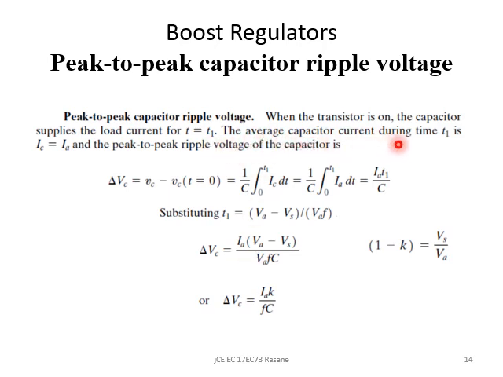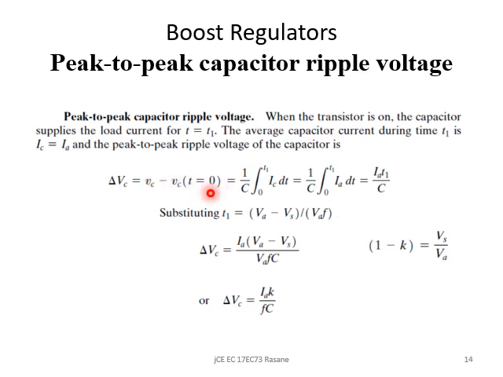And the average capacitor current during time T1 is Ic equal to Ia. I told you the Ia we are assuming to be fixed or constant. So the capacitor has to carry that current during this particular period. And the peak-to-peak ripple voltage of the capacitor, delta Vc, is equal to the Vc value minus Vc at t equal to 0.